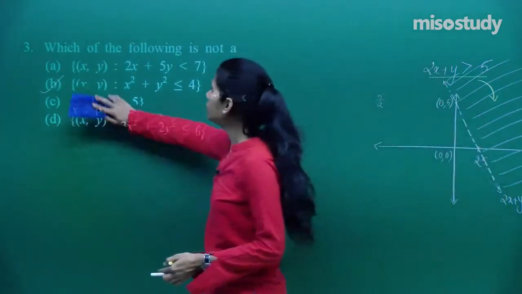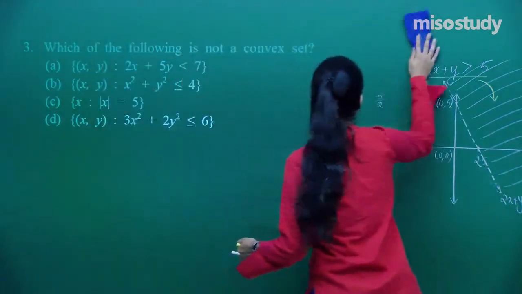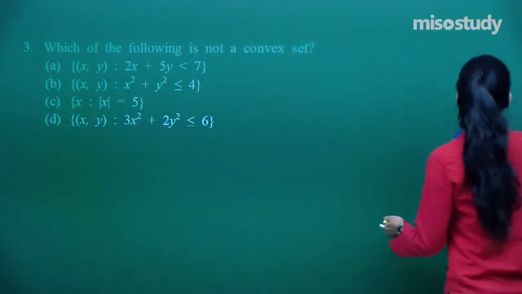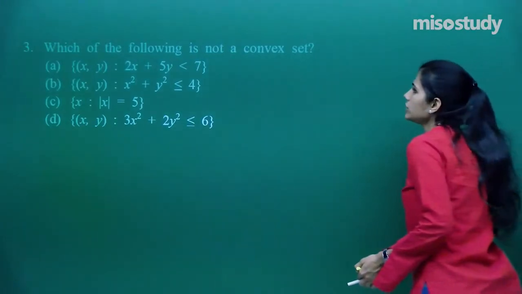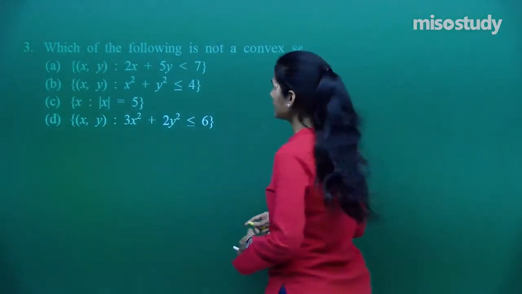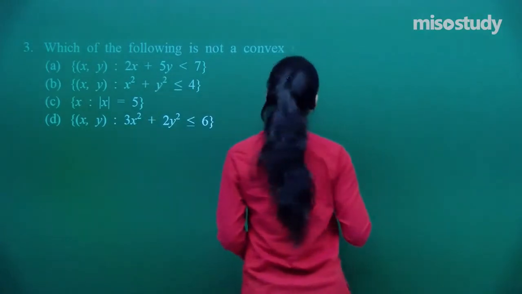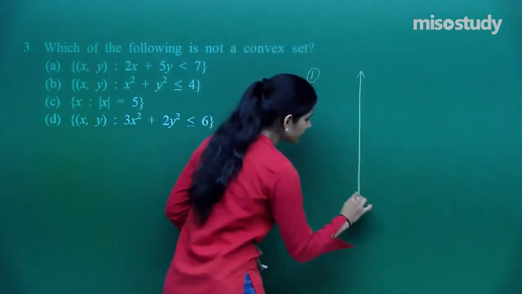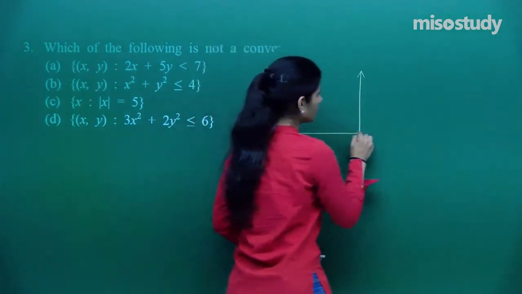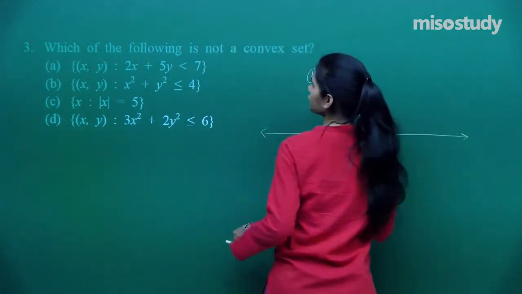Now see, in here you should always know what these regions are going to turn out to be. Then it becomes very easy for you to conclude about them representing a convex set. First is 2x plus 5y strictly less than 7. We just now dealt with such a case. 2x plus 5y strictly less than 7.